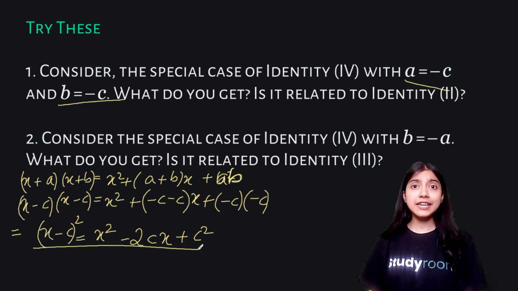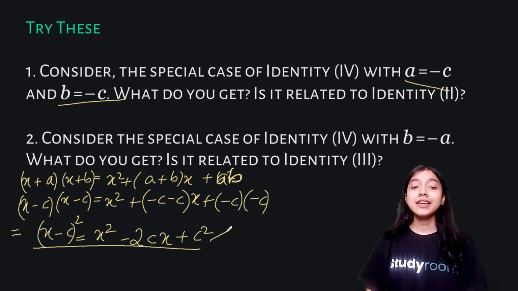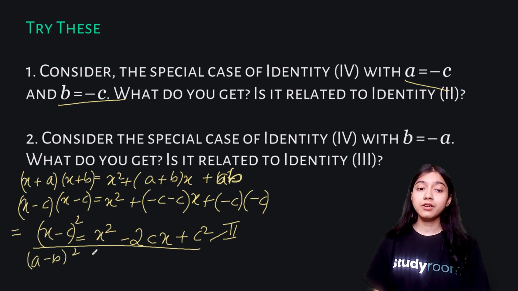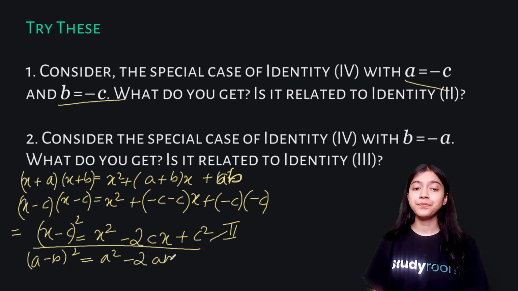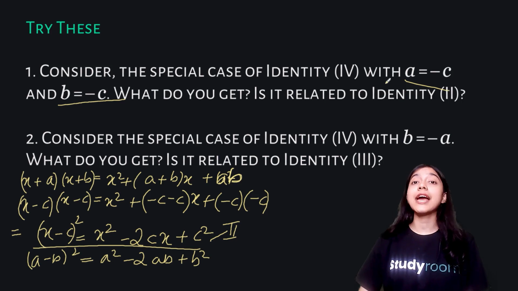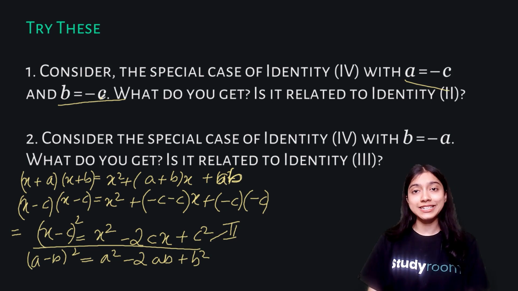Now, is this identity related to some other identity that we have learned earlier? Yes, it is. It is related to the identity 2 that we learned earlier. That was a minus b whole square gives us a square minus of 2ab plus of b square. Don't you think this identity, that is a special case of identity 4, looks like identity 2? Yes, it is. So, if we put a is equal to minus c and b is equal to minus c in place of identity 4, we will get a special case, that is identity 2.